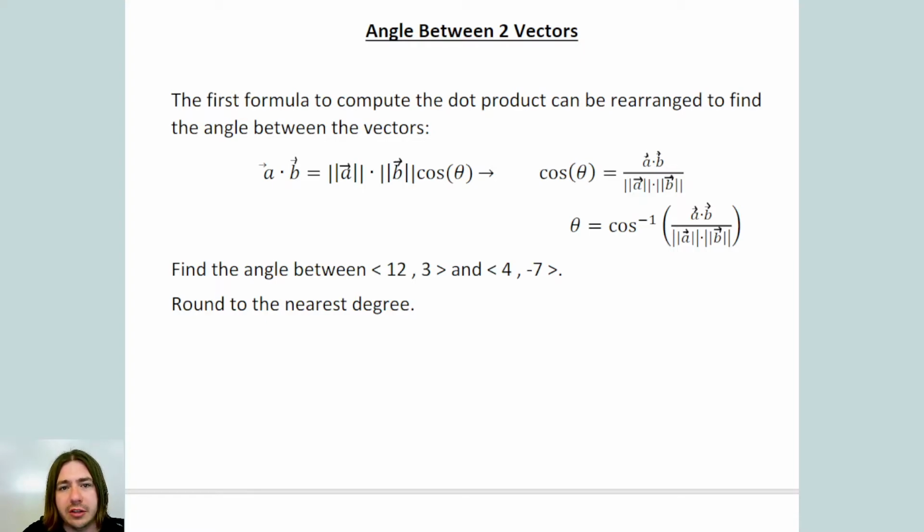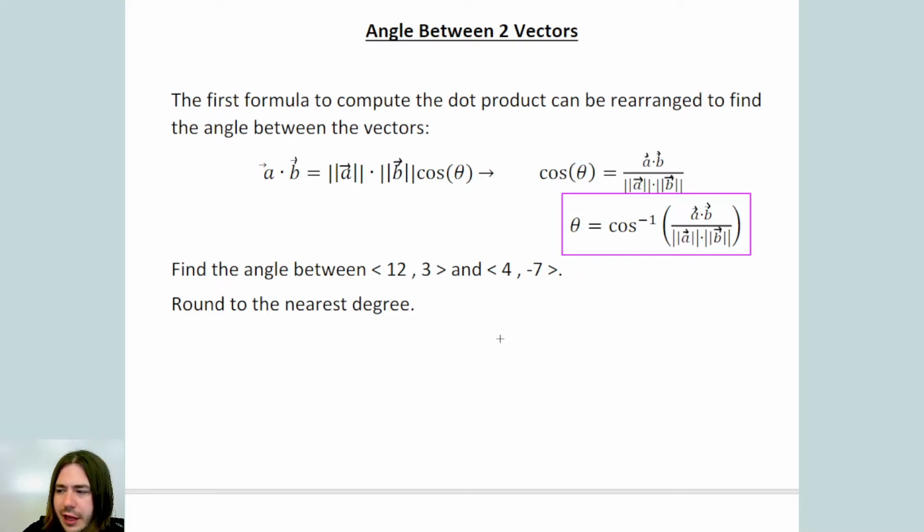Okay, so basically if we want to find the angle between two vectors, then we're going to rearrange this formula that we had before and solve for theta. So this is really over here the formula you're going to want. This one down here. It's the inverse cosine of the dot product divided by the product of the individual magnitudes.